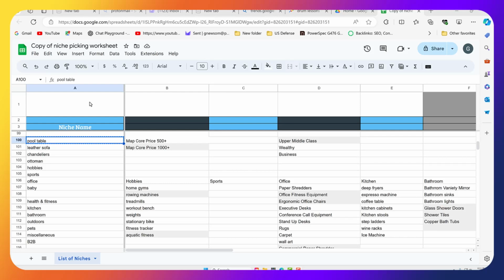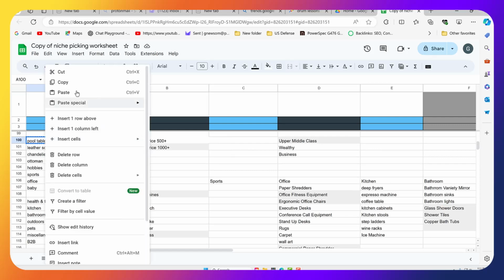Greg Newsom back with you here, and I wanted to show y'all how I go about checking this out with Google Trends. This is where I want to look back, say, on a 5-year period to see how any of the ideas I come up with in niche picking are going to do. So let's just take a look at a few of these real quick here.